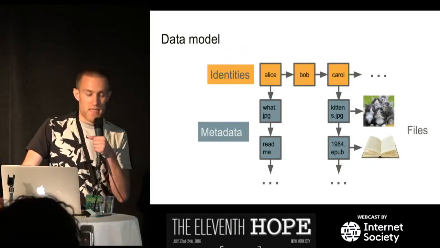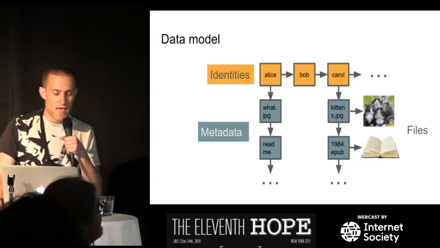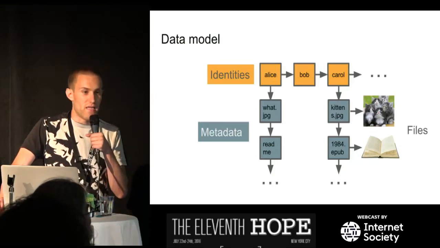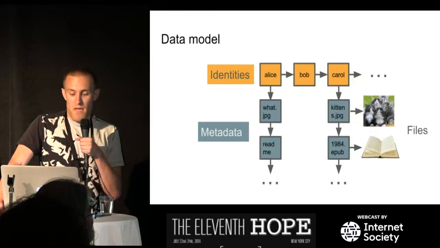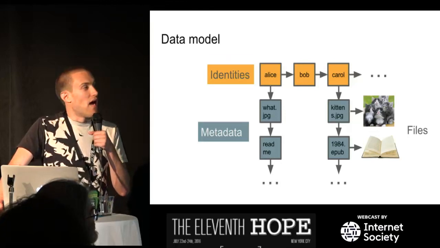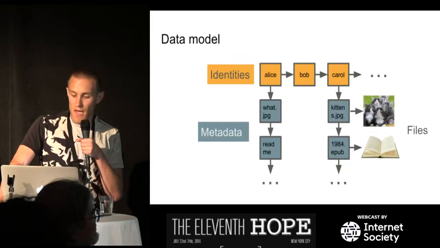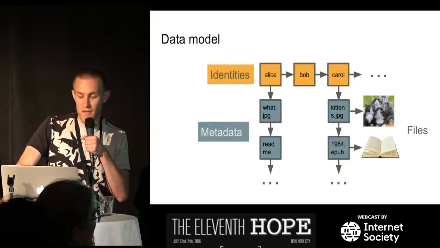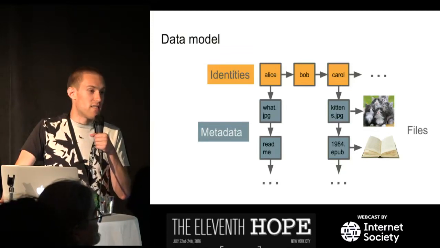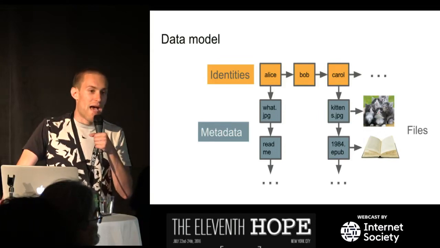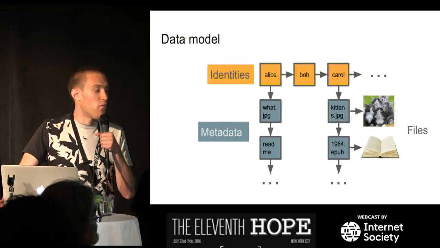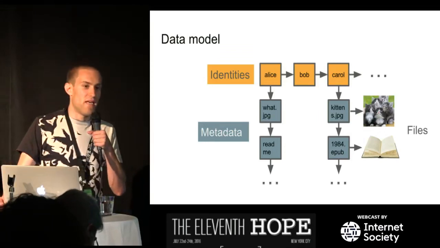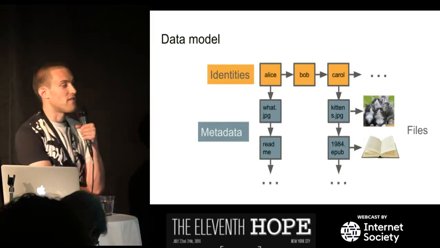So the first thing at the top in orange, that's the identity feed. The idea here is anybody can sign up for a new identity by adding an entry onto the identity feed. And then each identity has their own metadata feed. The metadata feed consists of a bunch of name hash pairs, and the metadata feeds are what make up the index. And obviously the metadata feeds have links to the actual files in the network.